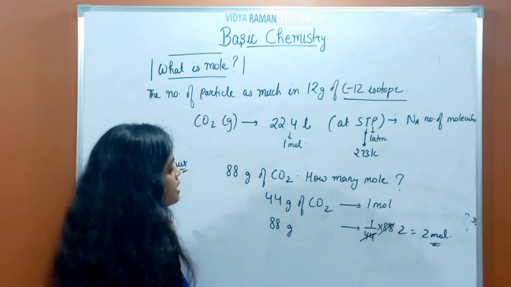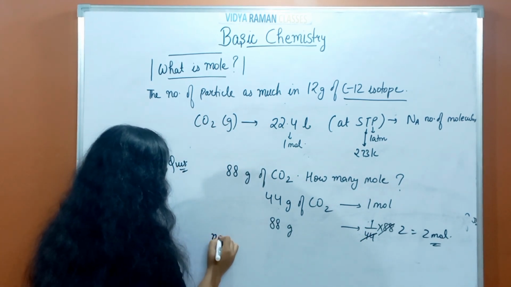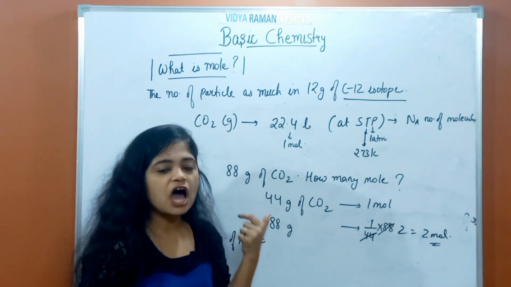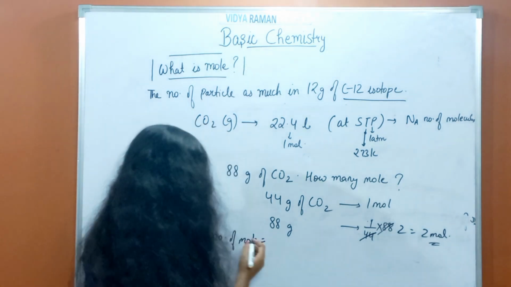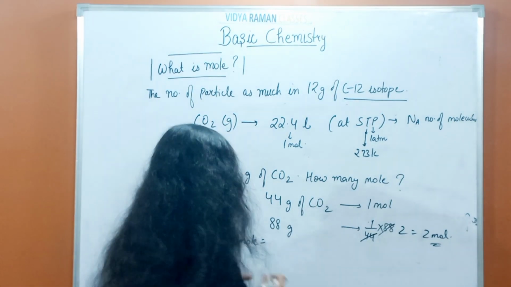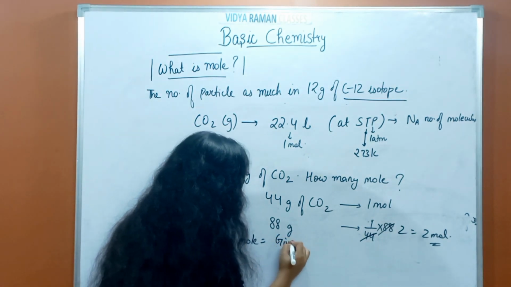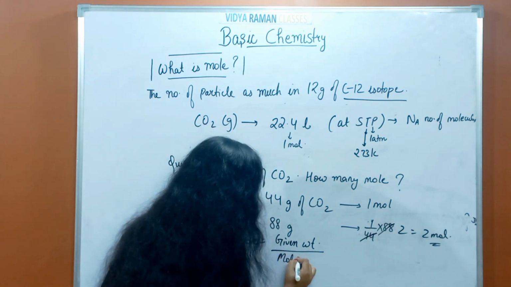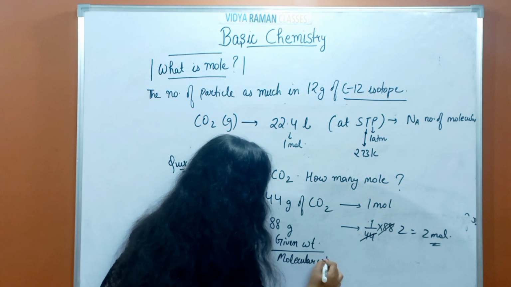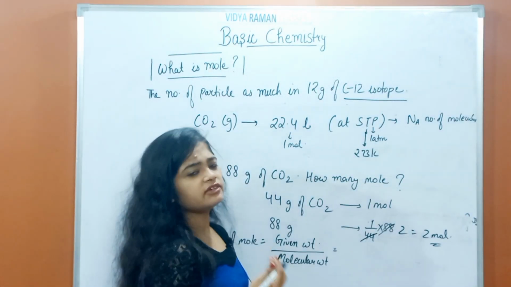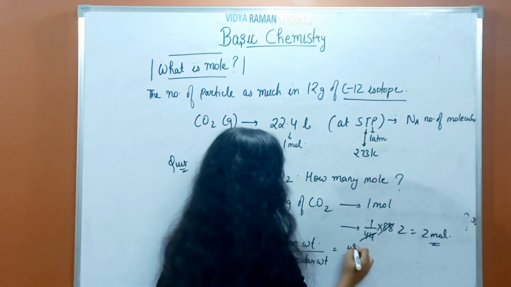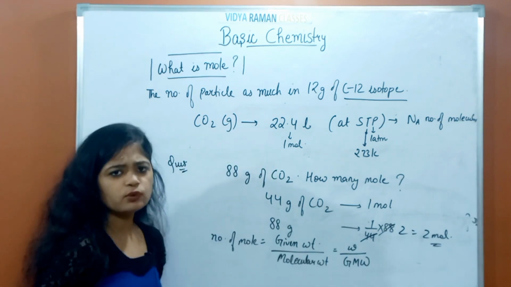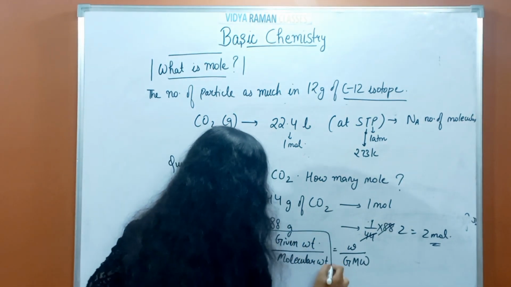Now the formula is derived: number of mole equals given weight. Given weight is how much weight is mentioned in the question. So number of mole equals given weight, which is 88, by molecular weight. Sometimes different terms are used for these things. Given weight can be termed as small w, and molecular weight can be termed as gram molecular weight. So these are the different notations. First, number of mole is equal to given weight by molecular weight.